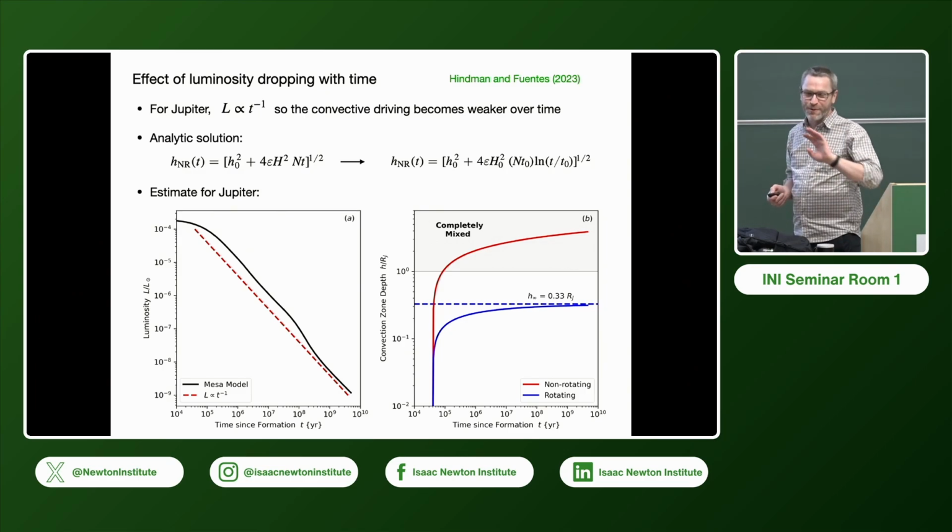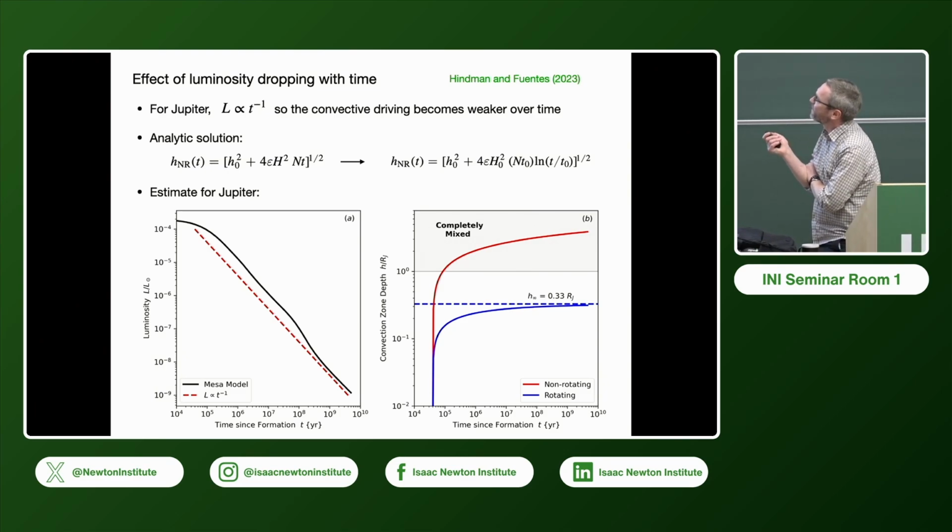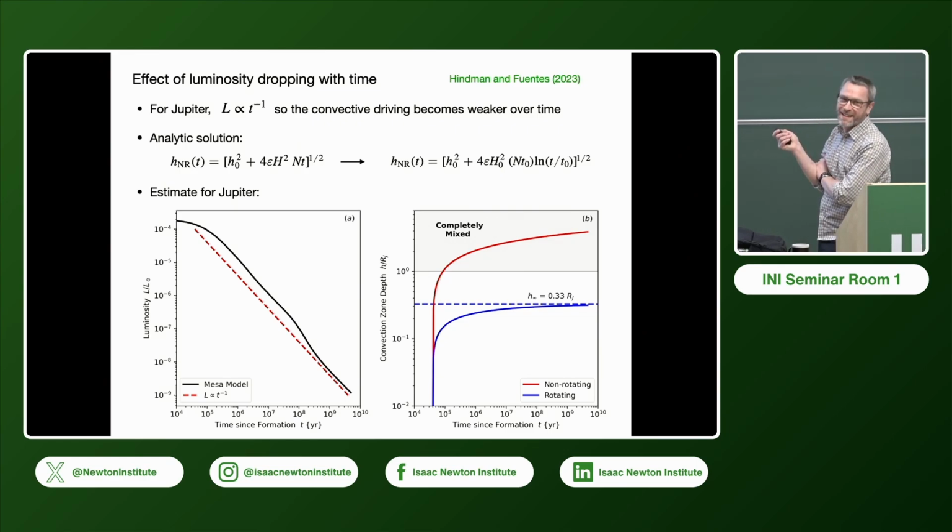Just to show you, you can do some fun stuff with this. So in everything I showed you, we've kept the flux held constant at the boundary to drive this penetrative convection. But in Jupiter, we know that the luminosity drops like 1 over time. You can just calculate the cooling of the planet. So it turns out if you take flux at the boundary going like 1 over time, you can also get an analytic solution. And instead of just growing like t to the 1/2, it grows like the log of time.